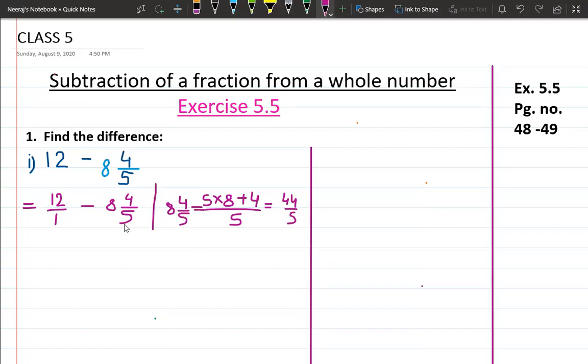an improper fraction. How have you done it? You have multiplied the denominator with the whole number, that is 5 into 8. It will give you 40. Then you have to write 40 plus the numerator, that is 4. 40 plus 4 is 44. This will give you 44 by 5. Now you have to rewrite the fraction again. This will be 12 by 1 minus 44 by 5.